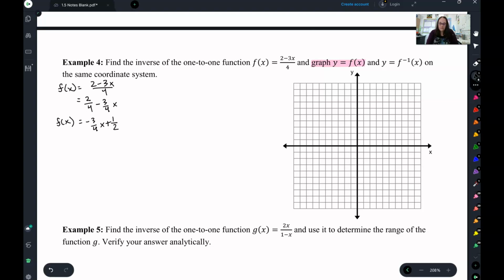So if I want to graph this in mx plus b, my y-intercept is 1/2. And then my slope is down 3 over 4. 1, 2, 3, 1, 2, 3, 4. And then I can go back the other direction. And there is my f of x equation.